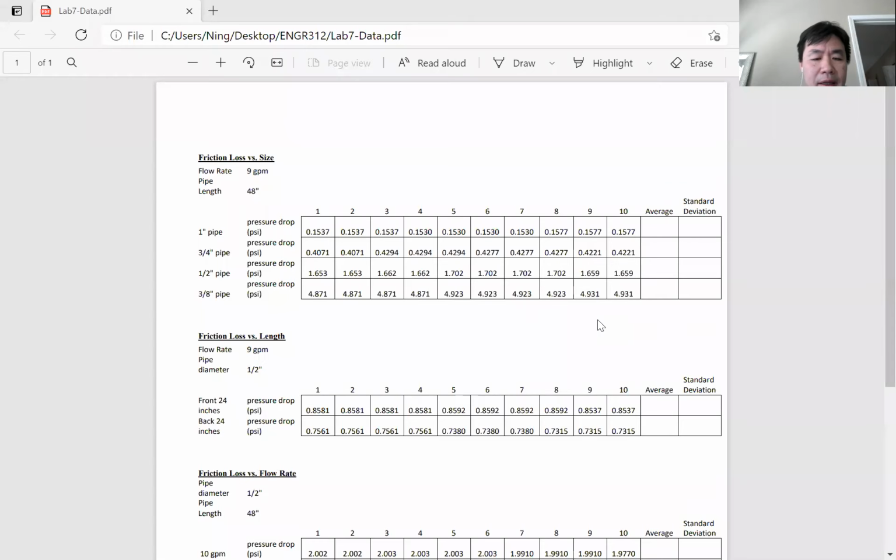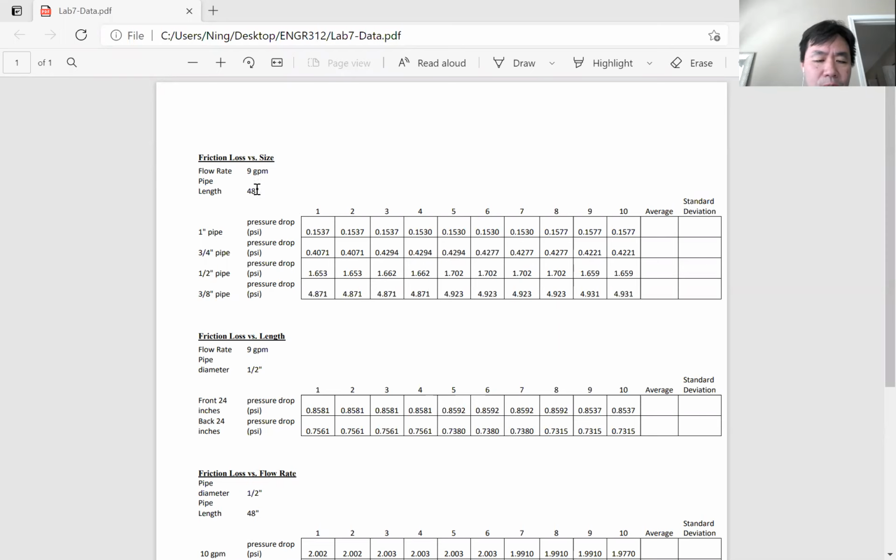Okay. Here, I want to show you one more, show you the data of the Lab 7. I want to talk a little bit about the data. Let me share my screen. Look at the table I provide to you.